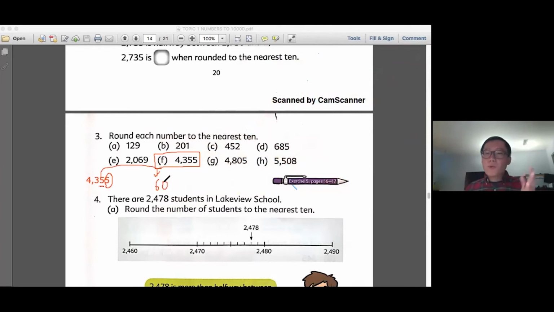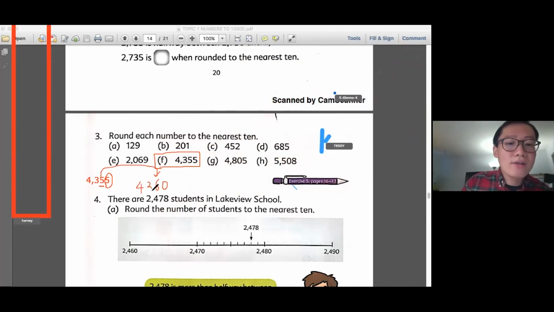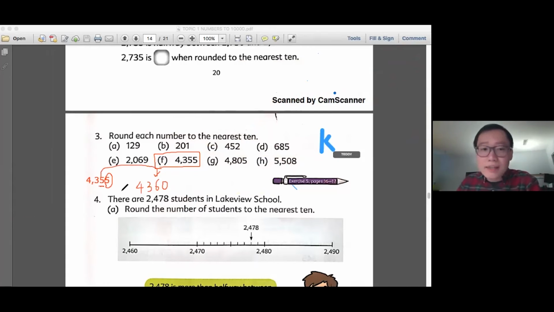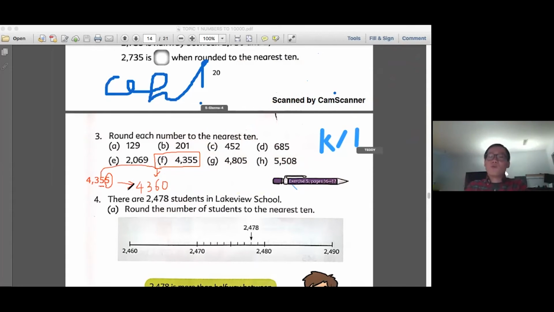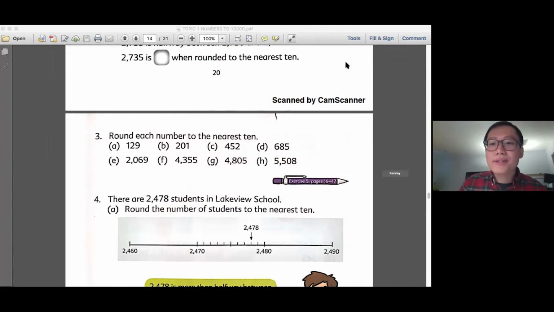Right? But we still have the thousands place and hundreds place. Do we need to care about them? Not really. We're only rounding to the nearest 10. So the 4 in the thousands place and the 3 in the hundreds place, they are going to stay the same, right? 4,360 is what we're rounding to. Okay, so that's all for rounding numbers.